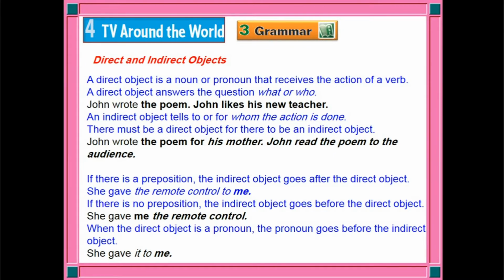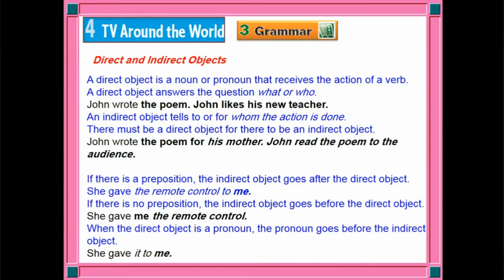If there is a preposition في حروف الجر, the indirect object goes after the direct object. المفعول الغير مباشر بيجي بعد المفعول المباشر يا شباب. For example, she gave the remote control to me. To me. Me is an indirect object.